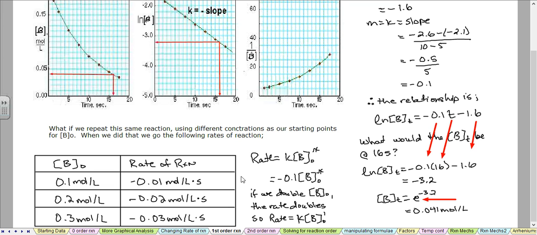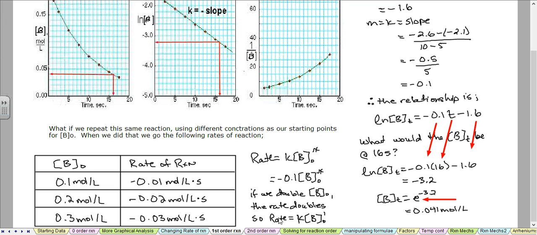So what this tells us is that our rate is dependent upon the initial concentration of the B reactant, and that if I double my initial concentration, I double my rate. If I triple my concentration, I triple my rate. So what this means is my rate is dependent on my rate constant times my initial concentration of my reactant to a certain factor. And because if I double it, it doubles, then that factor, x, that exponent is going to be 1. And so we call this a first order reaction.